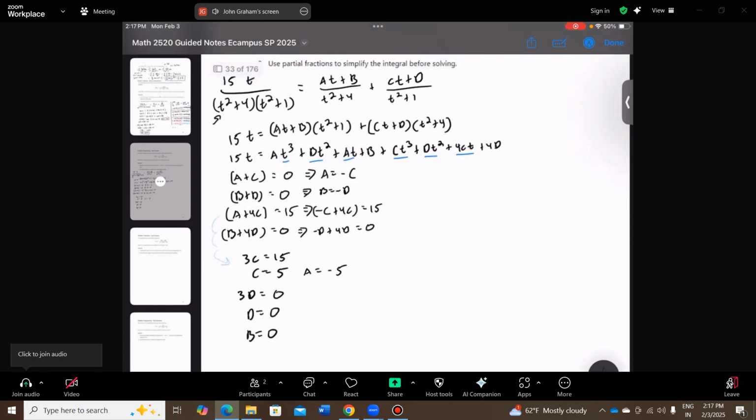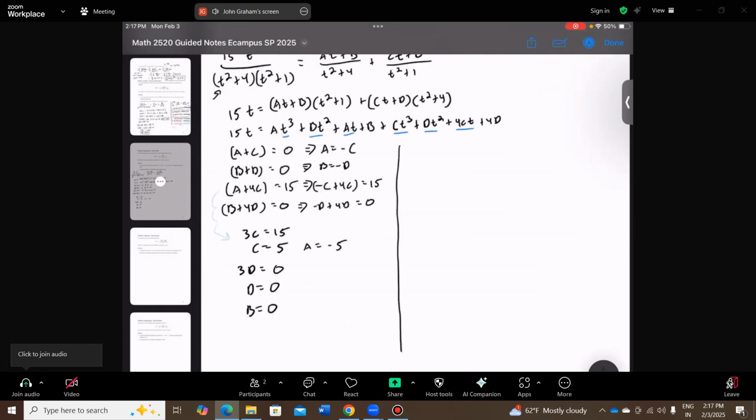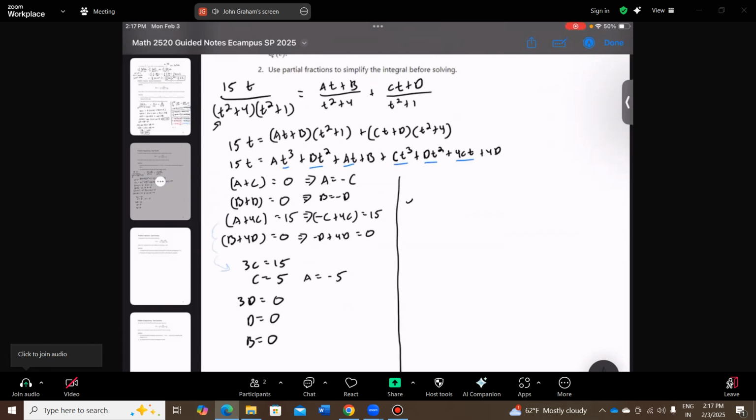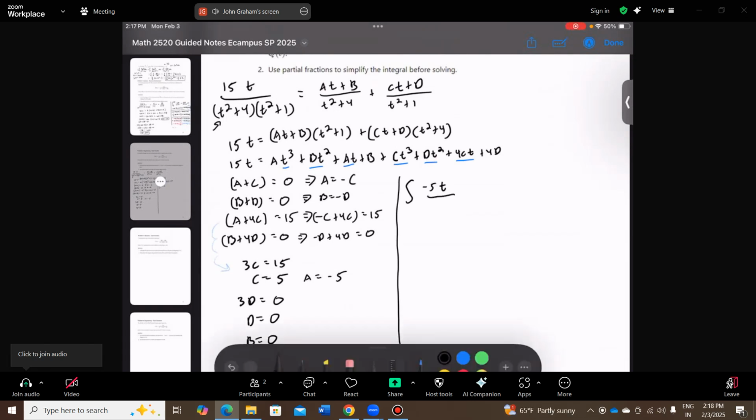Alright, so now let's get into the integral. We're going to do the integral of at plus b in the top. A is negative 5, so negative 5t. B is 0. Over t squared plus 4, dt, plus ct, where c is 5, the integral of 5t over t squared plus 1. D is 0. And then dt, not dx, dt.